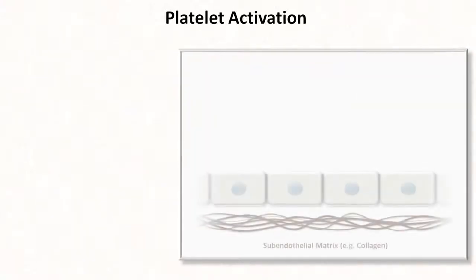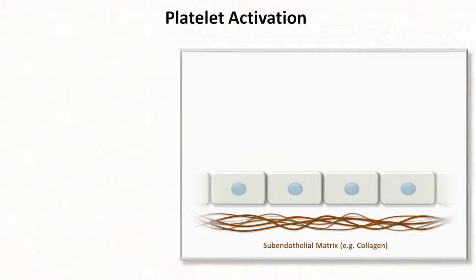So here's a blood vessel wall with red blood cells flowing past the endothelium. Beneath the endothelium is the subendothelial matrix and a layer of collagen fibers. Now be aware this is not to scale. Now let's suppose that the endothelium is damaged somehow, exposing the blood to the subendothelial collagen.